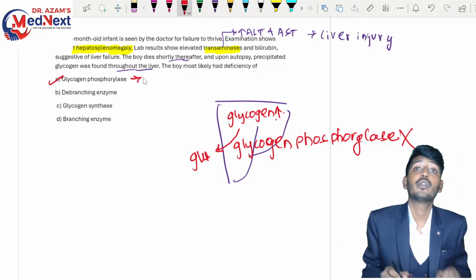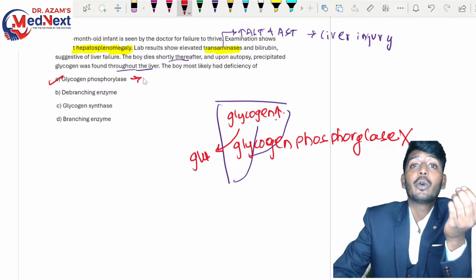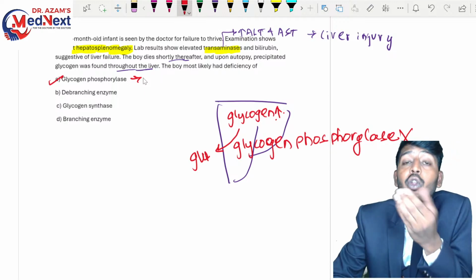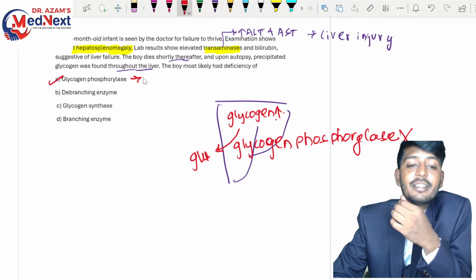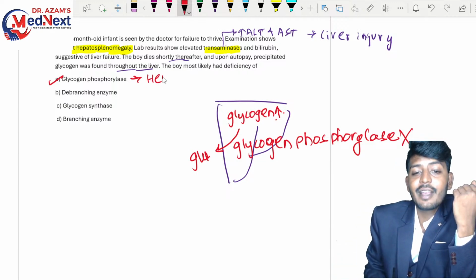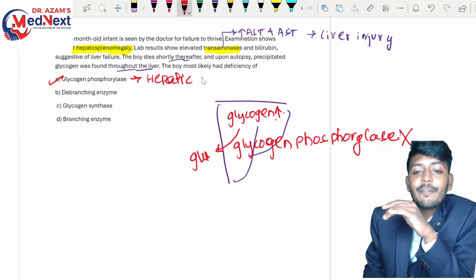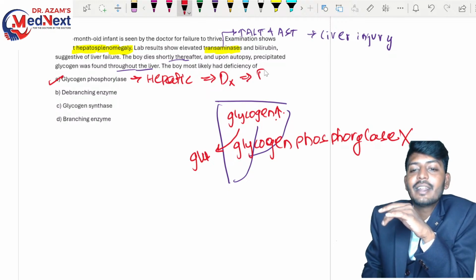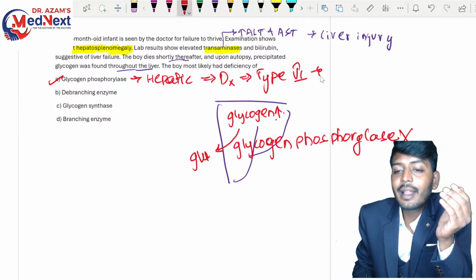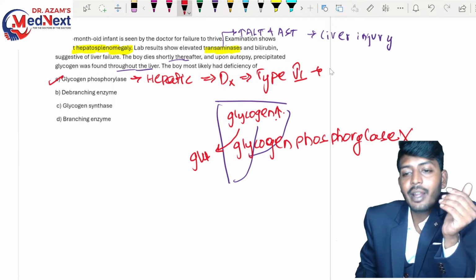Which subtype, children? Because I taught two things: glycogen phosphorylase in the muscle and glycogen phosphorylase in the liver. Here it is a liver disease, so it is deficiency of hepatic glycogen phosphorylase, that is liver glycogen phosphorylase deficiency. If I ask you to make a diagnosis, it is type 6 glycogen storage disease. I just taught that: H for hepatic, H for Hers disease.